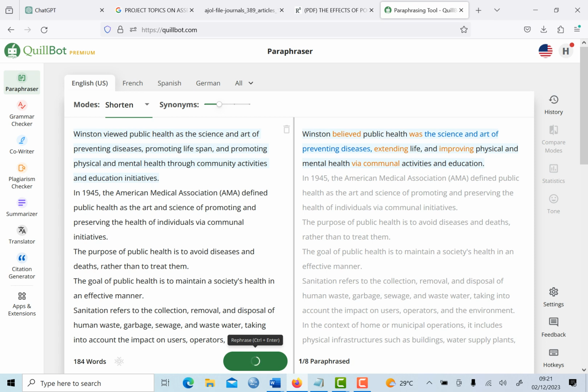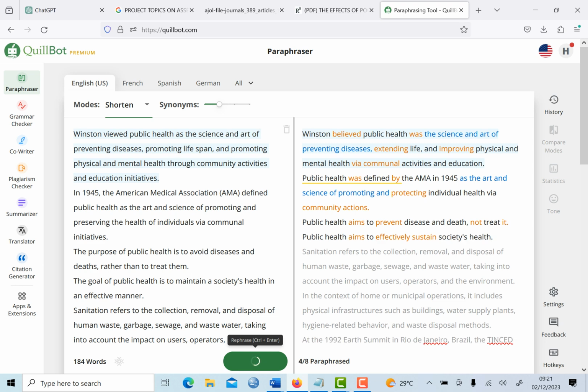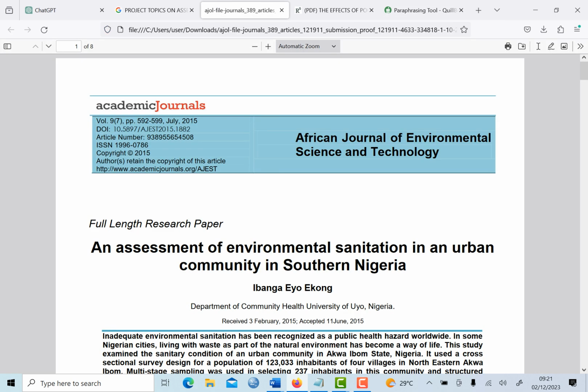This network is slow. It's paraphrasing. Let's be checking some other stuff in the article.